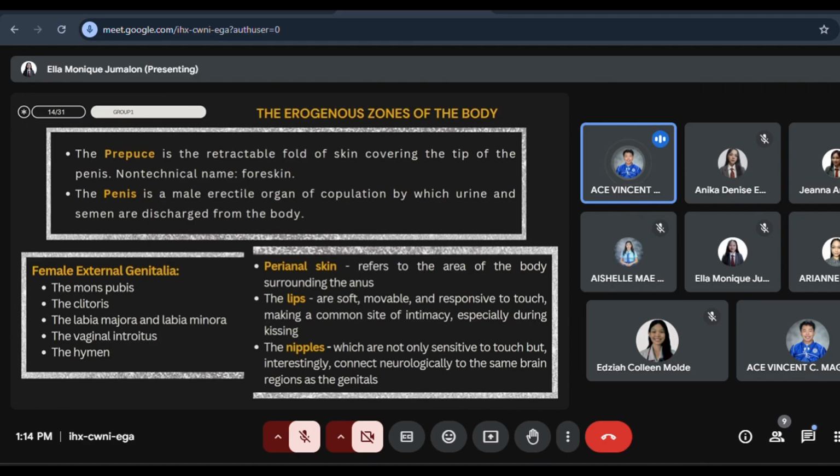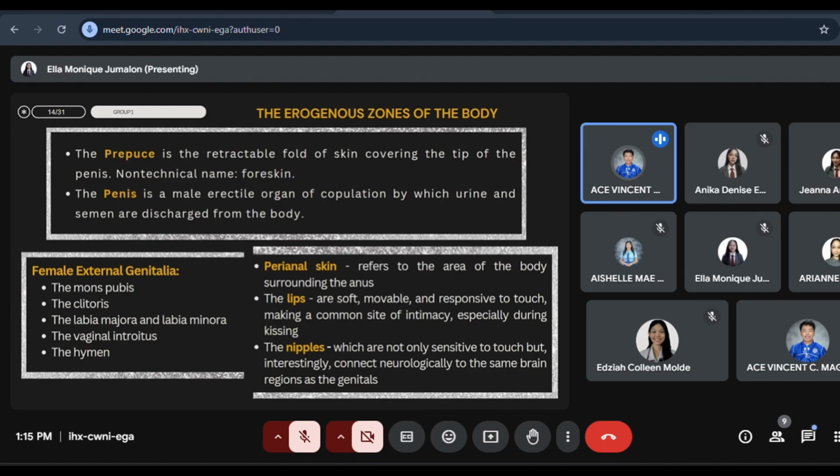Another part is the perianal skin, which refers to the area of the body that surrounds the anus. It is very sensitive and vulnerable to injury and is easily scratched. And next, the lips are soft, movable, and responsive to touch, making them a common site of intimacy, especially during kissing. And lastly, the nipples, which are not only sensitive to touch but, interestingly, connect neurologically to the same brain regions as the genitals.